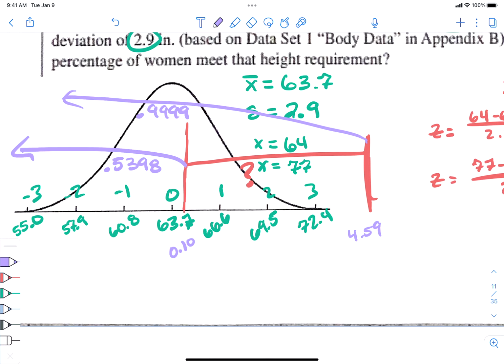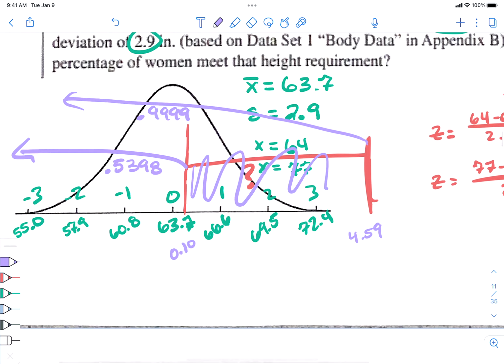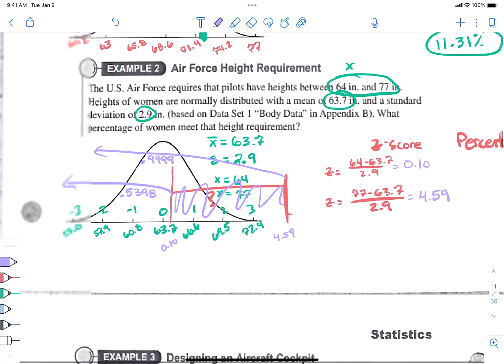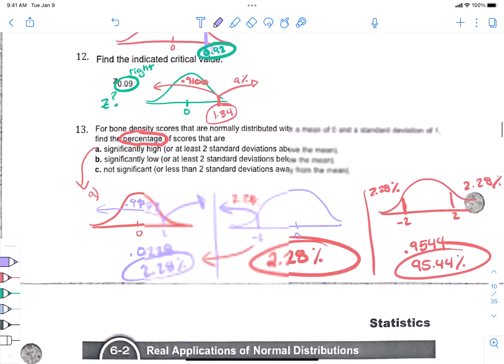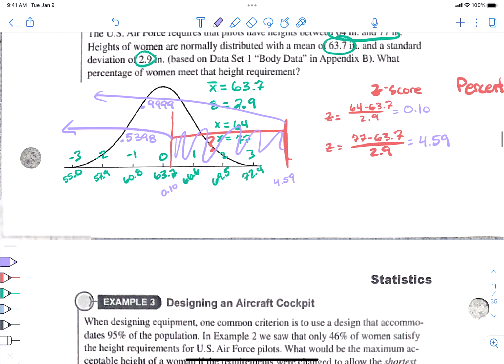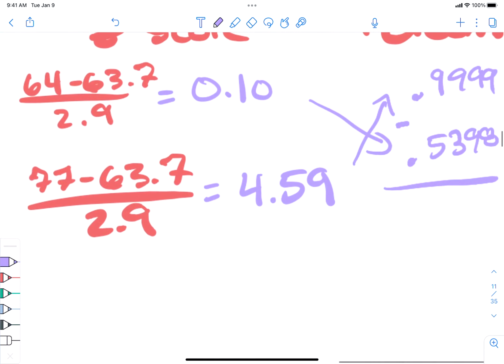0.9999. So if we want to find the percentage in between those two, we subtract them. So our percentage, 0.9999 minus 0.5398. Indy, you're right, we should have done it the other way around, because the bigger one goes first. That gives 0.4601, so 46.01%.